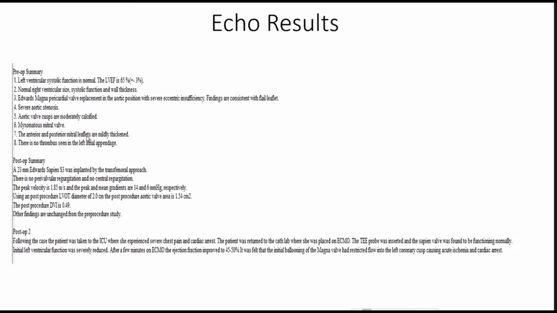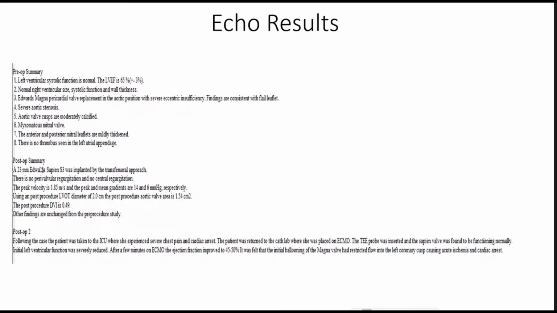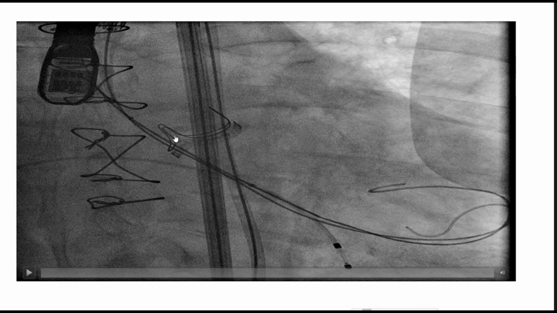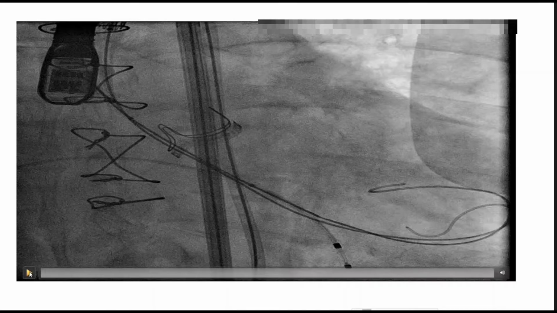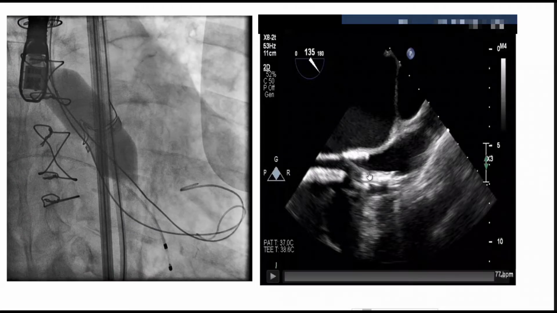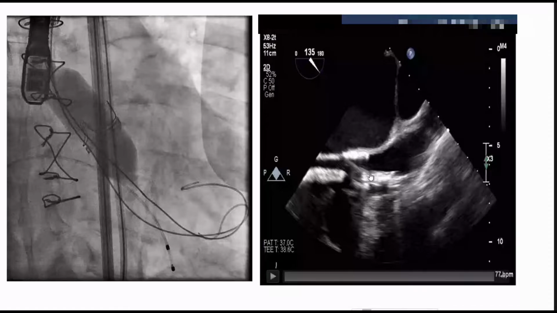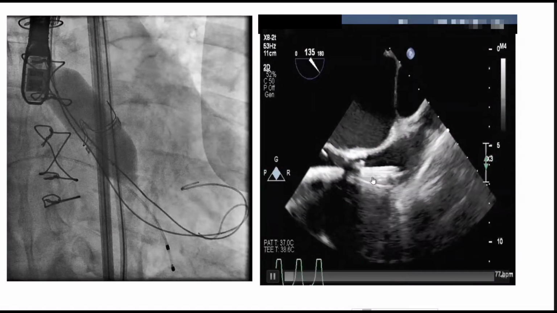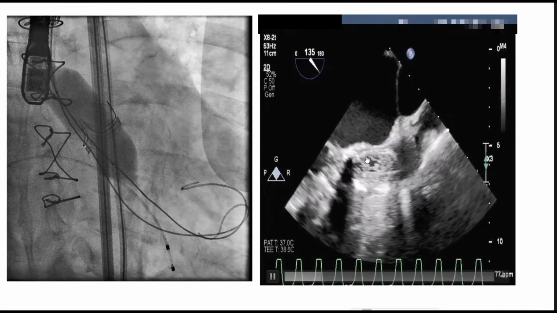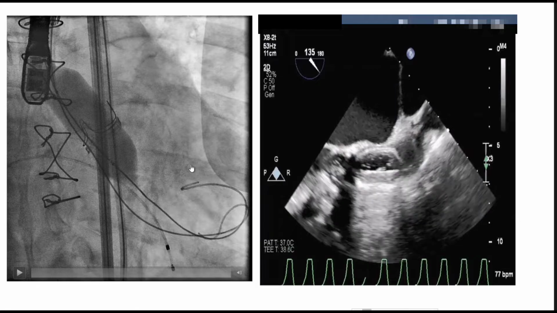So the TEE showed that it went well. They were able to put a 23 millimeter Sapien valve in, and they're able to do that into a 21 millimeter old valve. So this is what they see in cath when they inflate the balloon. That corresponds with what you saw in echo. So this is just pre-dilating that valve, and you already saw the echo clip for what's going on. So this is the exact same instant by cath and by echo.